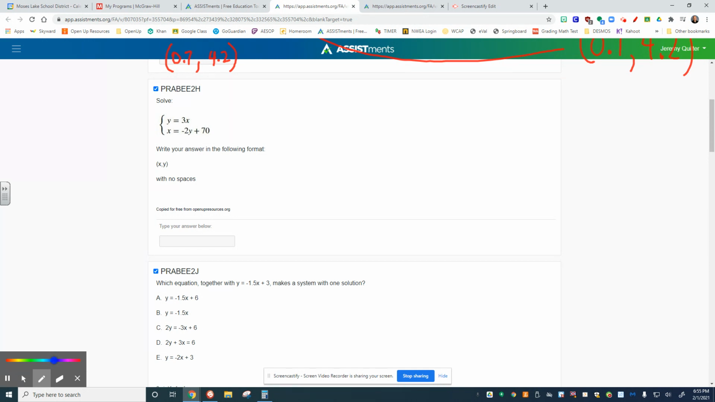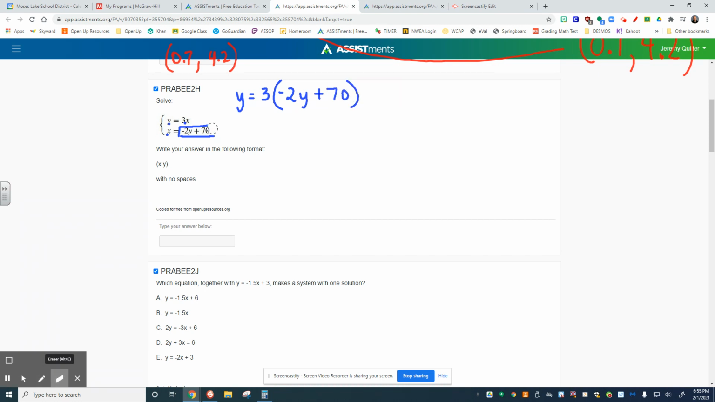Here we have y is equal to 3 times x. But take a look at what we have. We also have x is equal to negative 2 times y plus 70. Just because I want to do this a little bit differently, I have two options. I can go like this. I can say y is equal to 3 times negative 2 times y plus 70. And check that out. There's no more x to solve for.